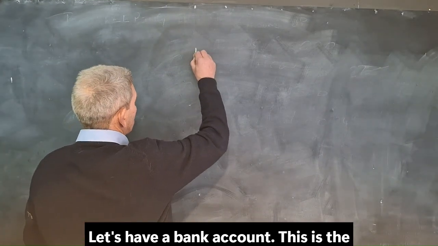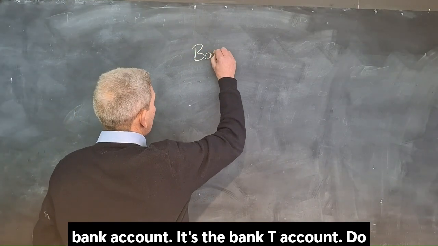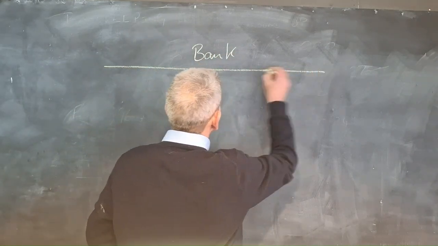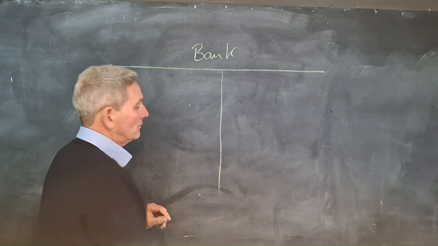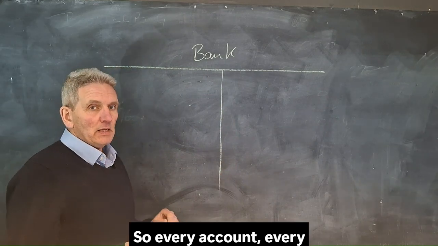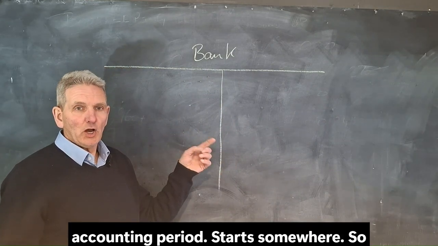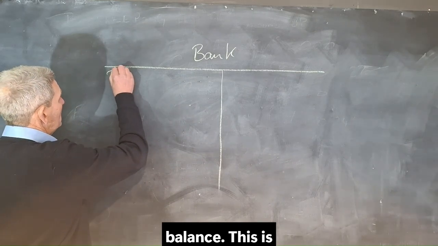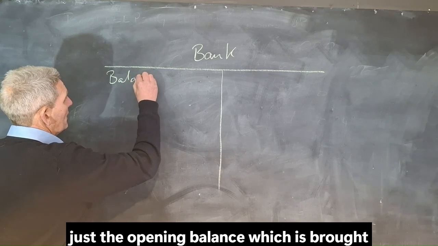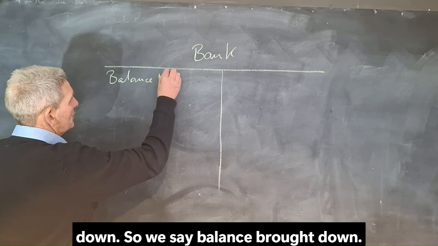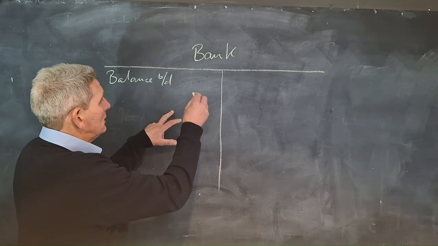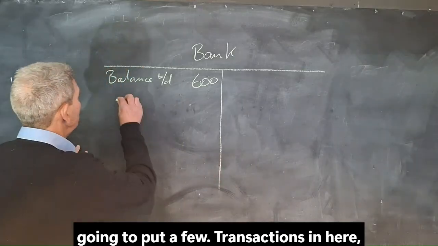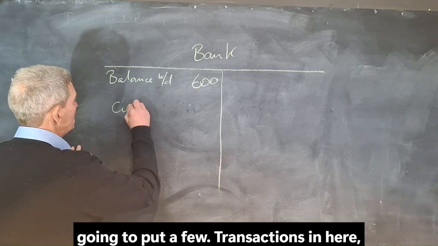Let's have a bank account. This is the bank account. It's the bank T account. Do you remember those? So every accounting period starts somewhere. So this account already has an opening balance. This is just the opening balance, which is brought down. So we say balance brought down 600. We're going to put a few transactions in here.